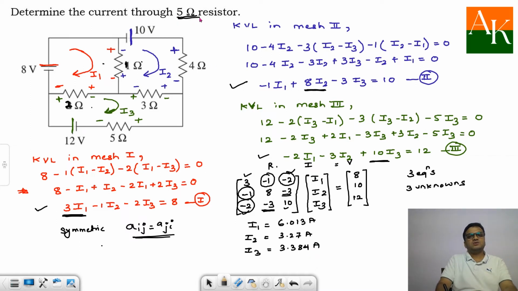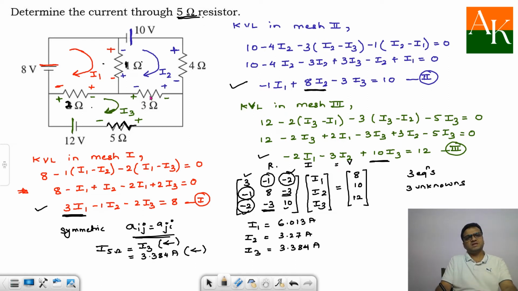We have to calculate current through 5 ohm resistor. So current through 5 ohm resistor, 5 ohm is over here. It is present exclusively in mesh 3. So the current through that one is nothing but I3. This is not shared with any of the mesh. So it is nothing but I3, and that means it is towards left. And so it is 3.384 ampere. We have to mark the proper sign for the direction, proper direction of the current over here. Current through 5 ohm is towards left.